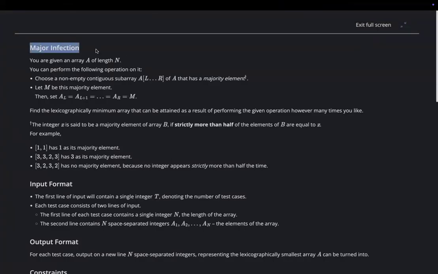Okay, so the problem name is Majority Infection. In this problem, we are being given an array. We can apply the following operation as many times as we want, where we have to choose a non-empty contiguous subarray, that is an array from index L to index R, let's say, that has a majority element. Then we will set all of the elements of the subarray equal to M, where M is the majority element.